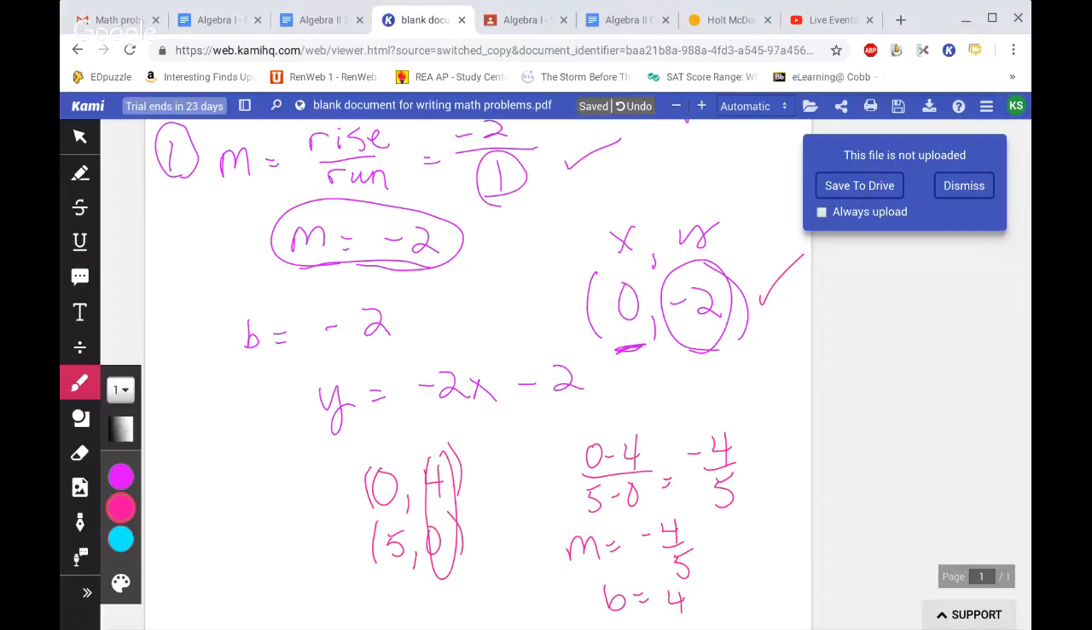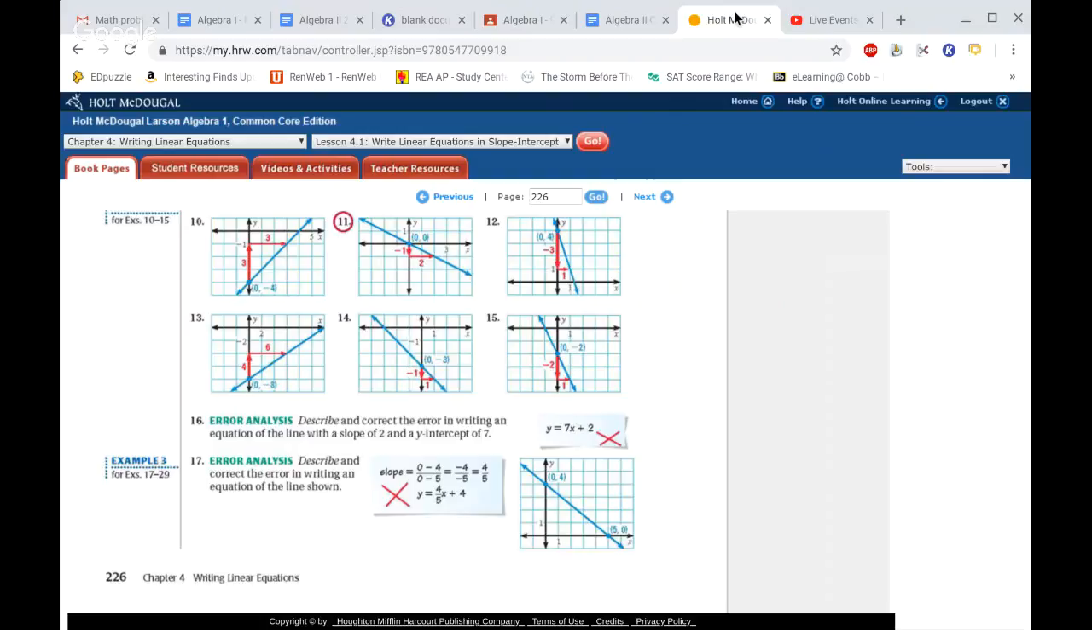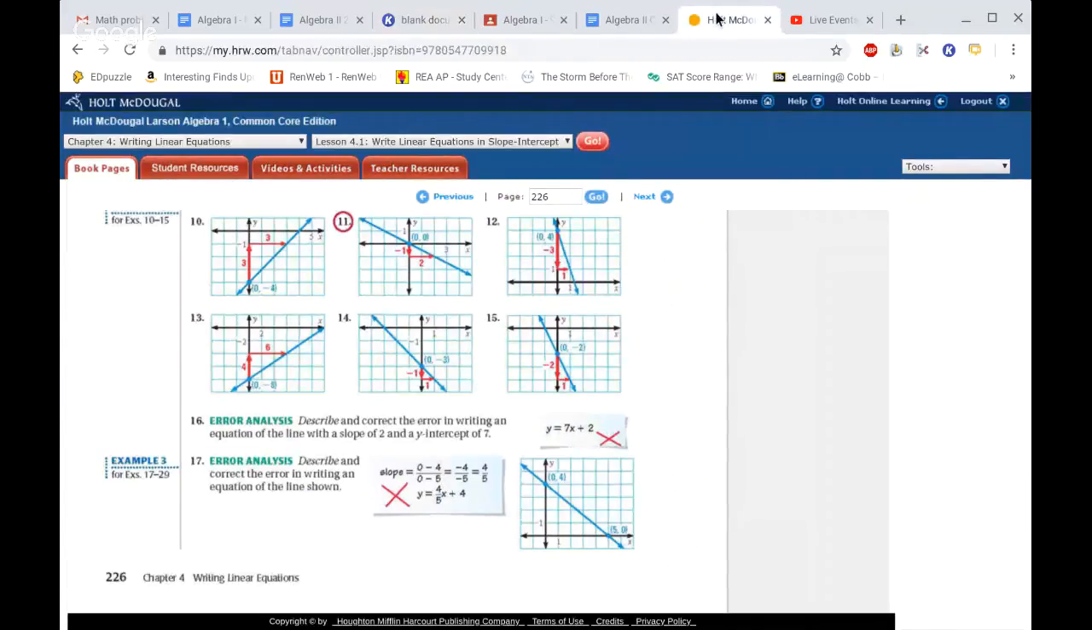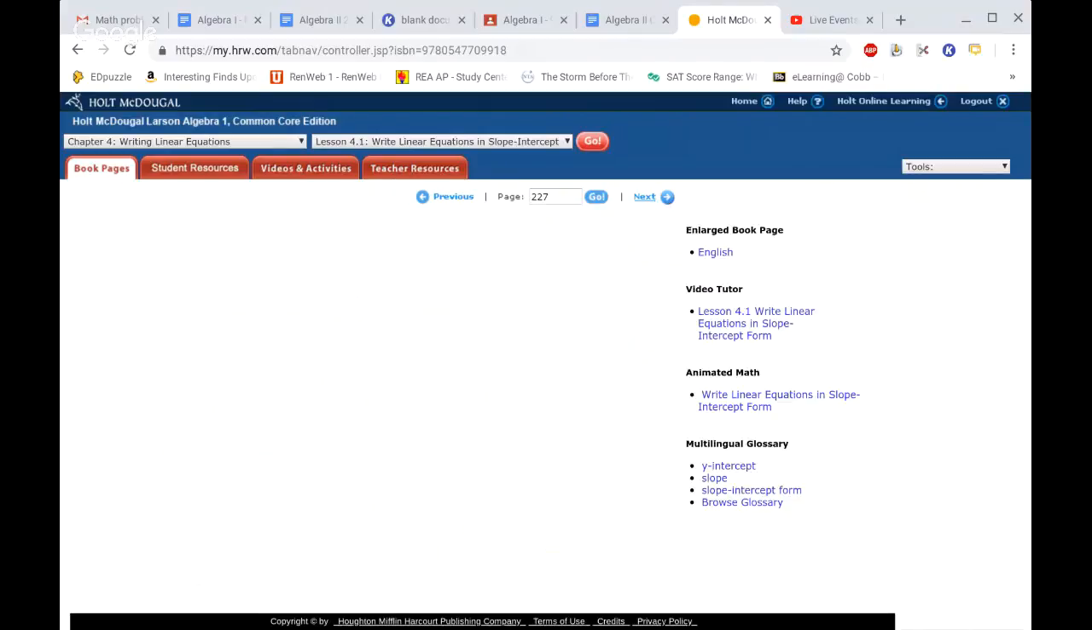And then their y-intercept would be 4. So the equation of the line should be this. Did I put, please tell me I put 4. Thank God. I was like, oh, please. So it's -4/5. But they calculated their slope incorrectly. And I think it was Sophia who asked me earlier if 18 through 23 were like those. And this number 17 is a little bit like what you're going to be doing on 18 through 23.